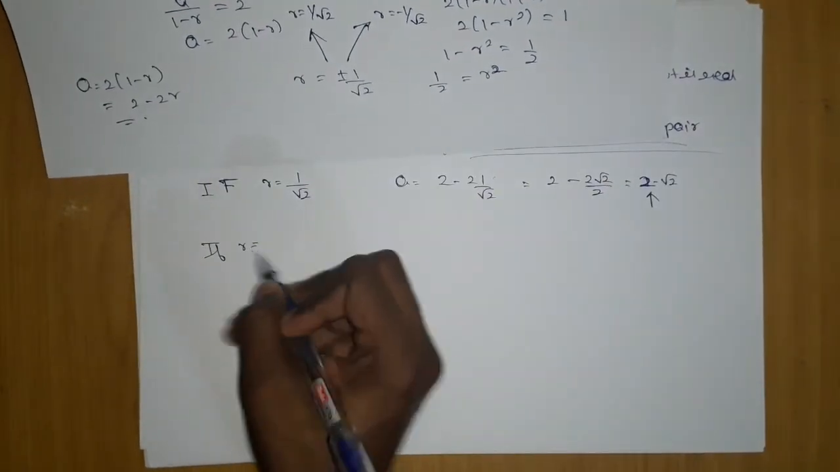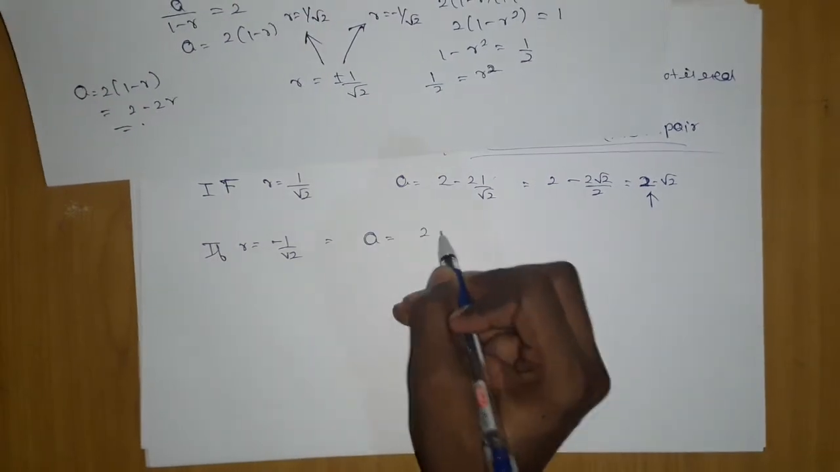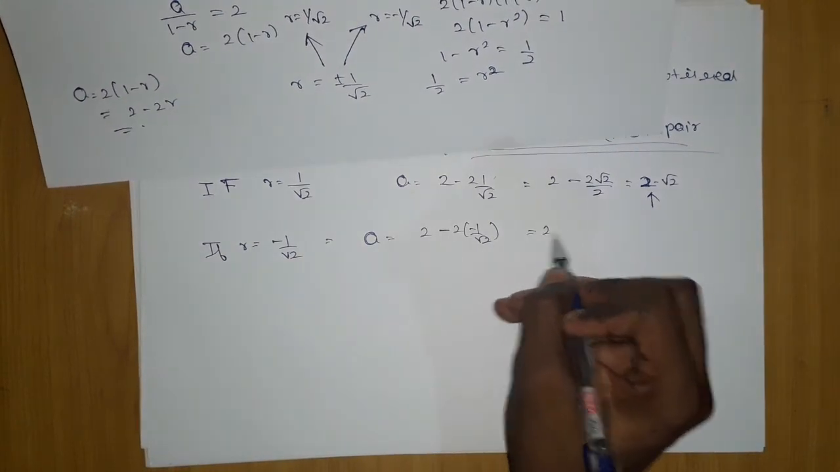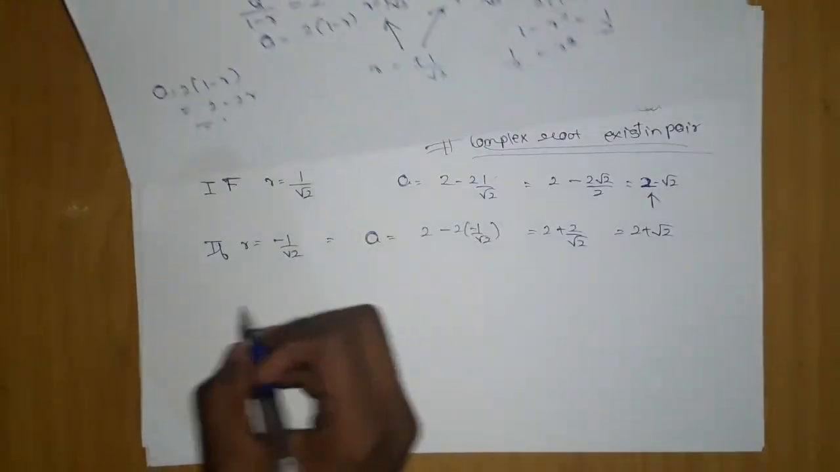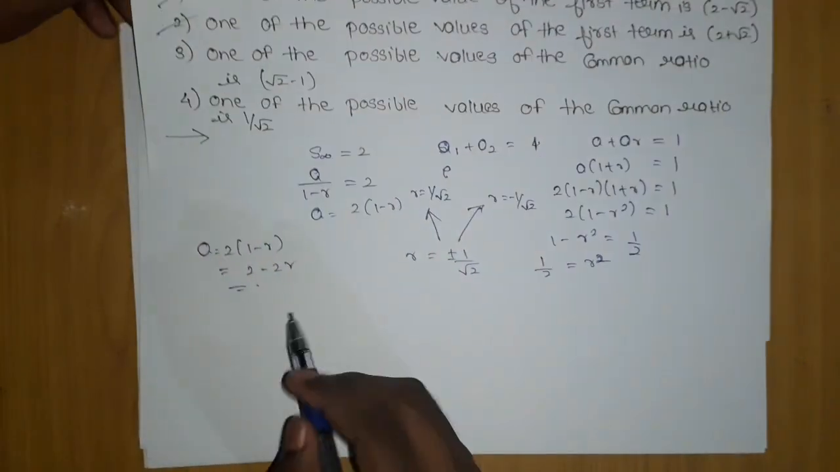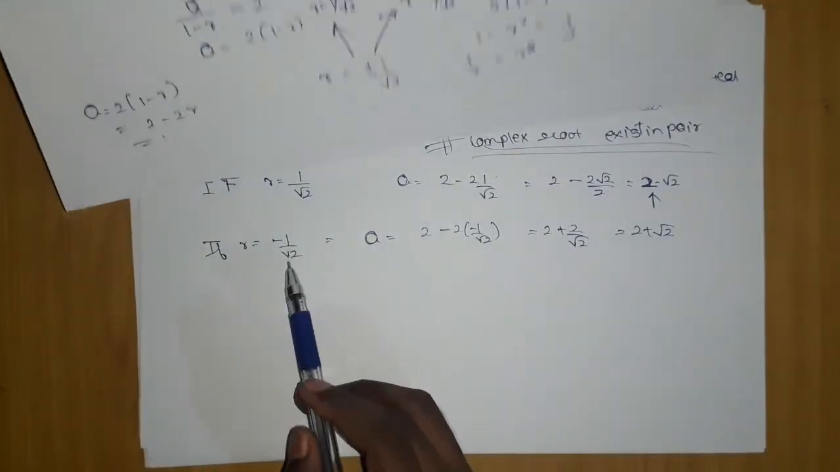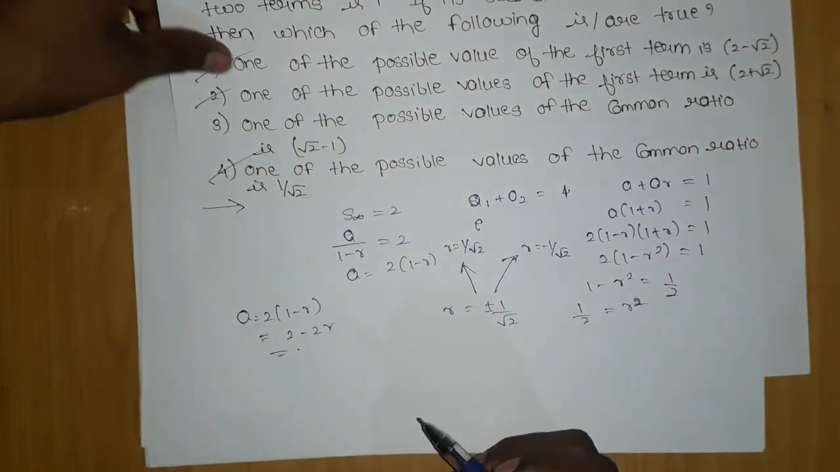Now check if r is equal to minus 1 by root 2, what will the first term be? 2 minus 2 into minus 1 by root 2, which makes it 2 plus 2 by root 2, so 2 plus root 2. So the second option is also correct. Now one of the possible values of the common ratio is 1 upon root 2, and this one, the fourth, is also correct.